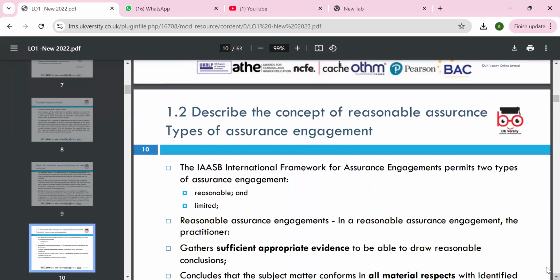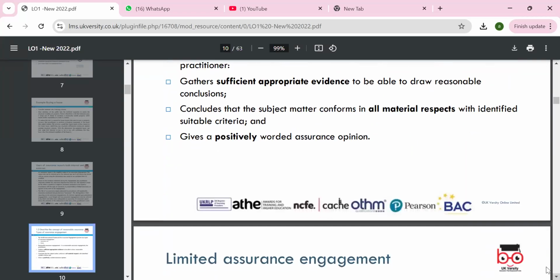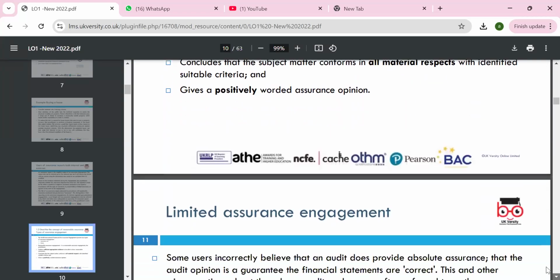Okay. 1.2 describe the concept of the assurance engagement and types of assurance. The International Auditing and Assurance Standards Board's International Framework for Assurance Engagements performs two types of assurance: reasonable and limited. In the reasonable assurance engagement, the practitioner gathers sufficient appropriate evidence to be able to draw a reasonable conclusion, and concludes that the subject matter conforms in all material respects with the identified suitable criteria, and gives a positively worded assurance opinion.